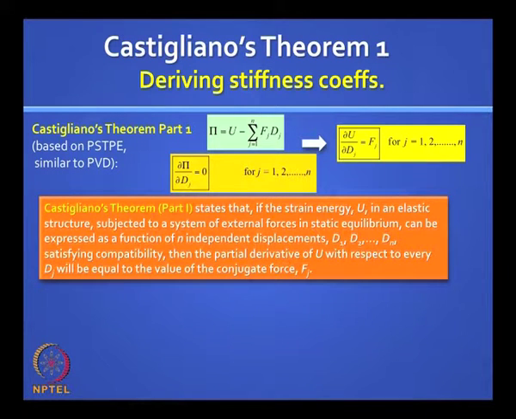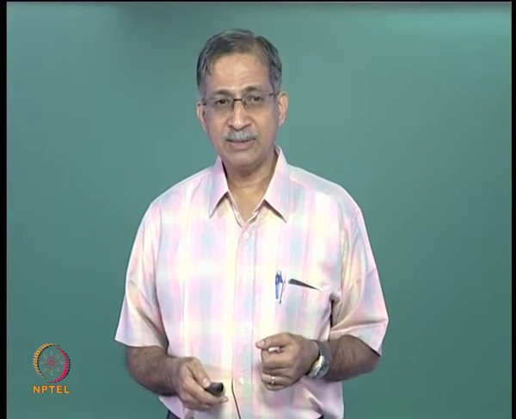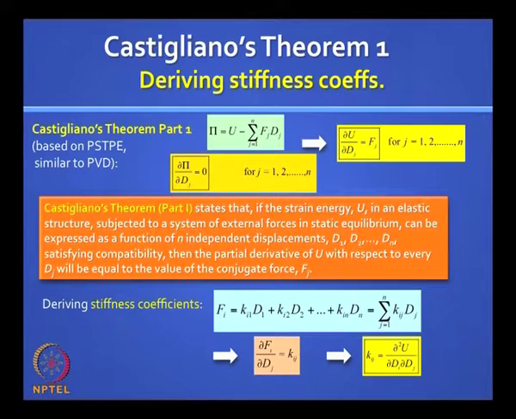This theorem states that if the strain energy u in an elastic structure, mind you we are not saying it should be linearly elastic, subjected to a system of external forces in static equilibrium, can be expressed as a function of independent displacements d1 to dn satisfying compatibility, then the partial derivative of u with respect to every dj will be equal to the value of the conjugate force fj. It is actually the same as the earlier principle expressed in another form, and you can use this to actually derive stiffness coefficients.